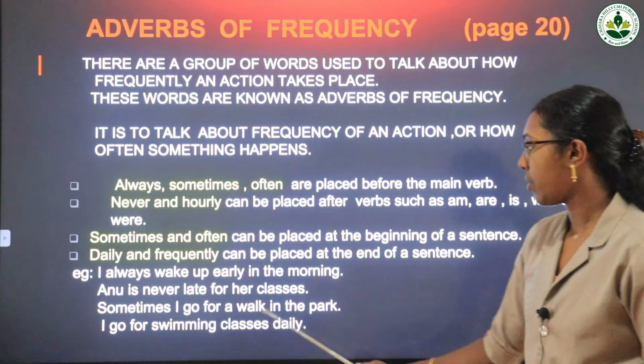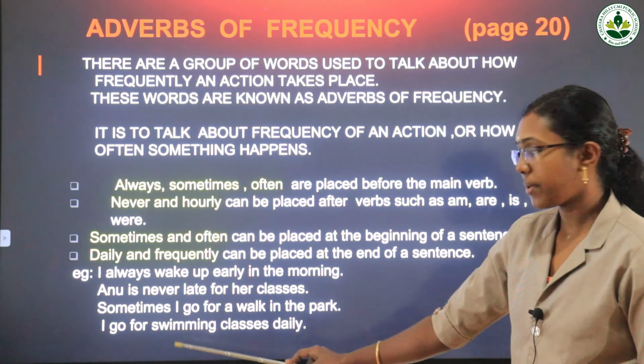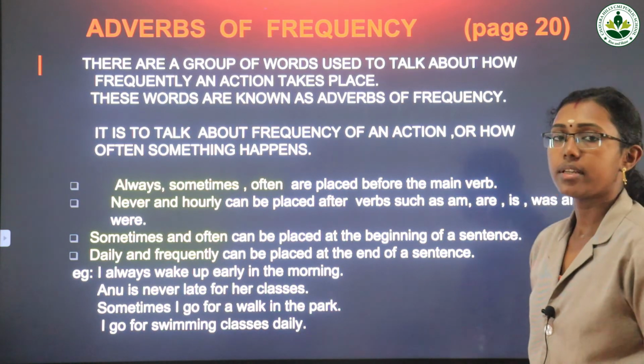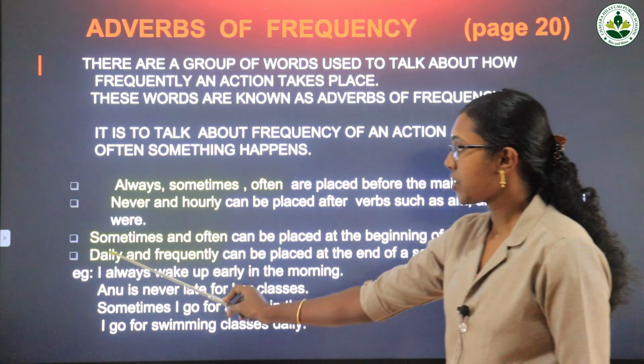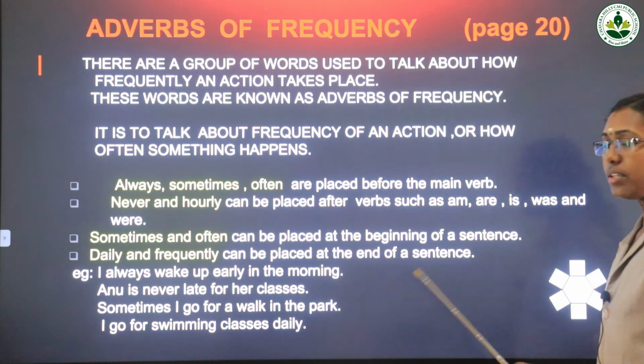Sometimes I go for a walk in the park. See, in the beginning we used "sometimes". Then the next and last one: daily and frequently. Daily and frequently can be placed at the end of the sentence.